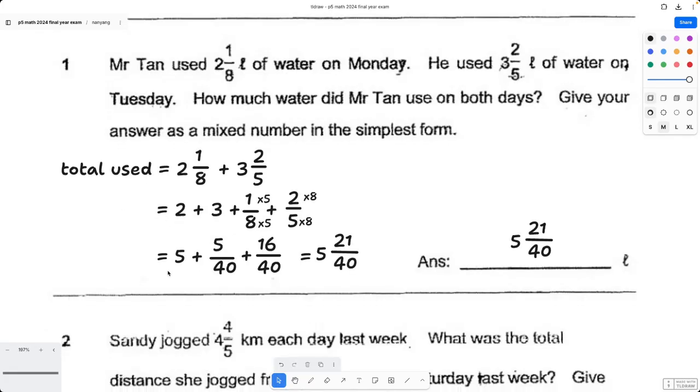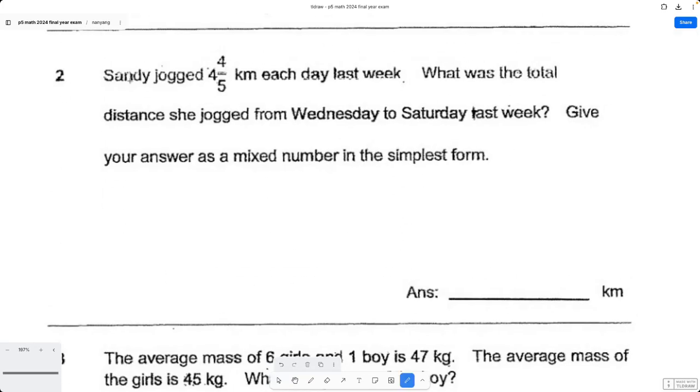Let's move on to question number 2. Sandy jogged 4/5 kilometers each day last week. What was the total distance she jogged from Wednesday to Saturday last week? Give your answer as a mixed number in the simplest form. So she jogged this much. I recommend to rest because I'm a runner myself. Injury happens when you don't rest.